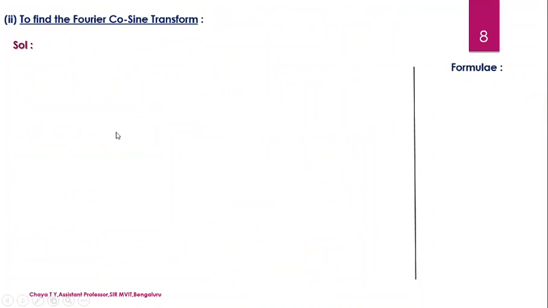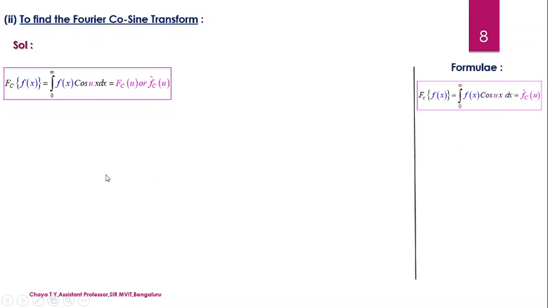Now we are going to write the Fourier cosine transformation of the function f of x. As usual, first write down the formula. Therefore, the Fourier cosine transformation of f of x, denoted by fc cap of u, is integral 0 to infinity f of x cos ux into dx. Now substitute for f of x. f of x is e to the power minus ax.